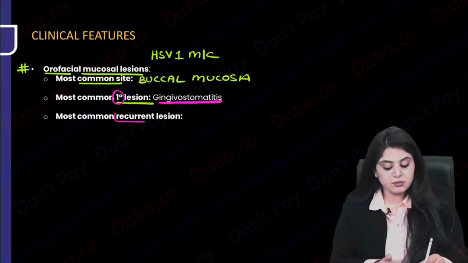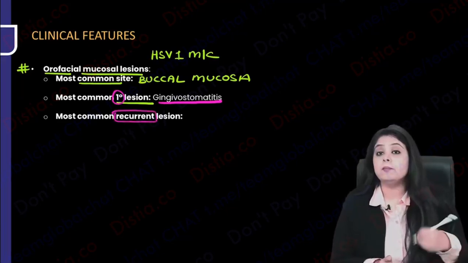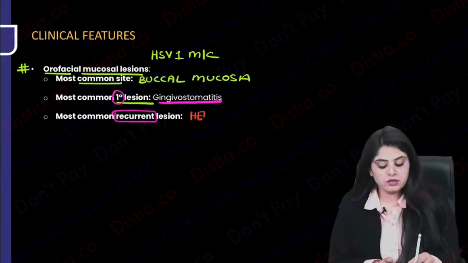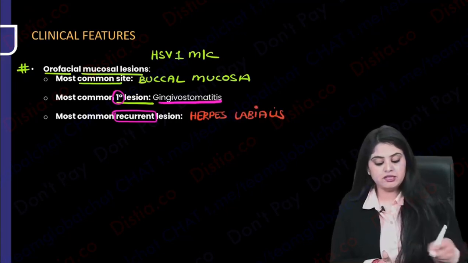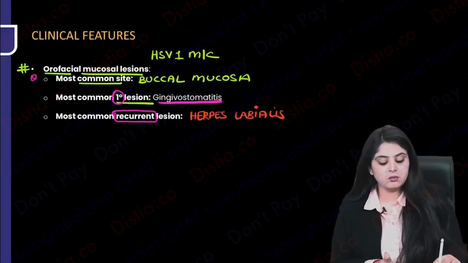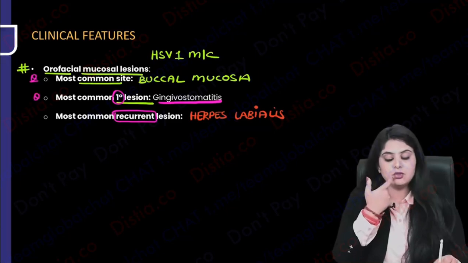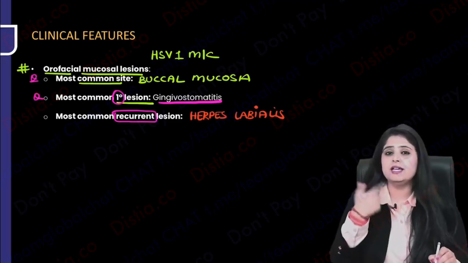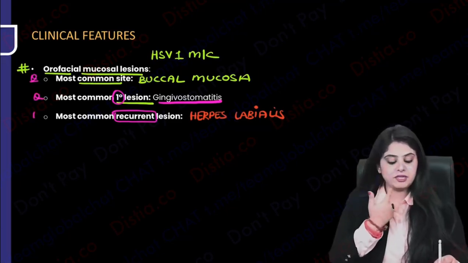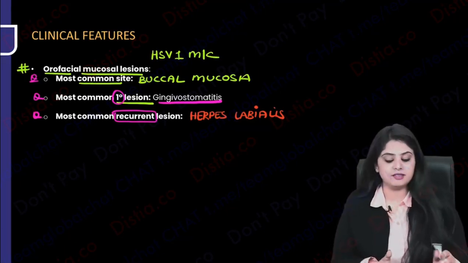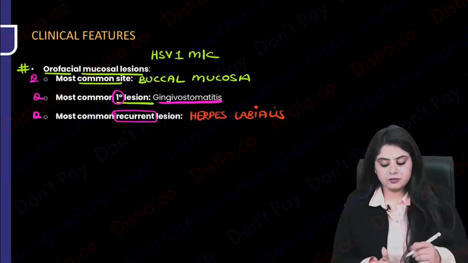But if they ask which is the most common recurrent lesion, that is going to be herpes labialis. So please note these three questions. Question number 1, most common site is buccal mucosa. What will it be the first time? Gingivostomatitis. If it occurs multiple, repeated times, then it's going to be herpes labialis. So orofacial lesions are done. Let's pick up the next organ.